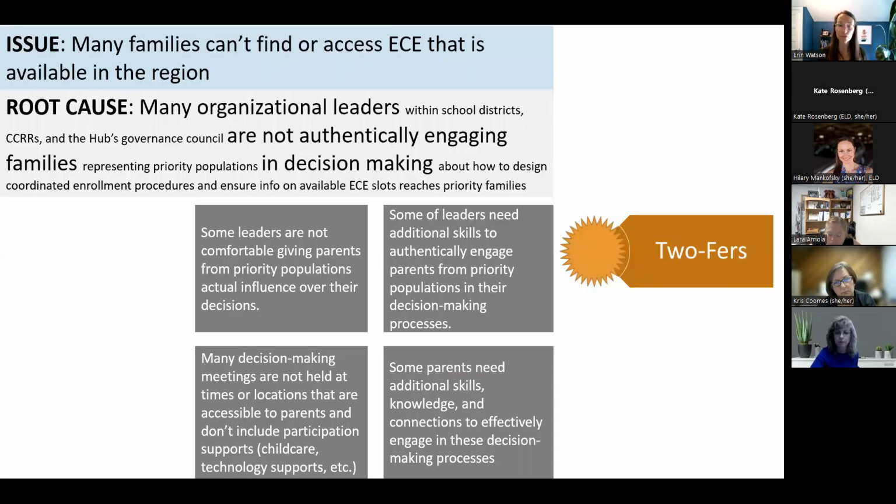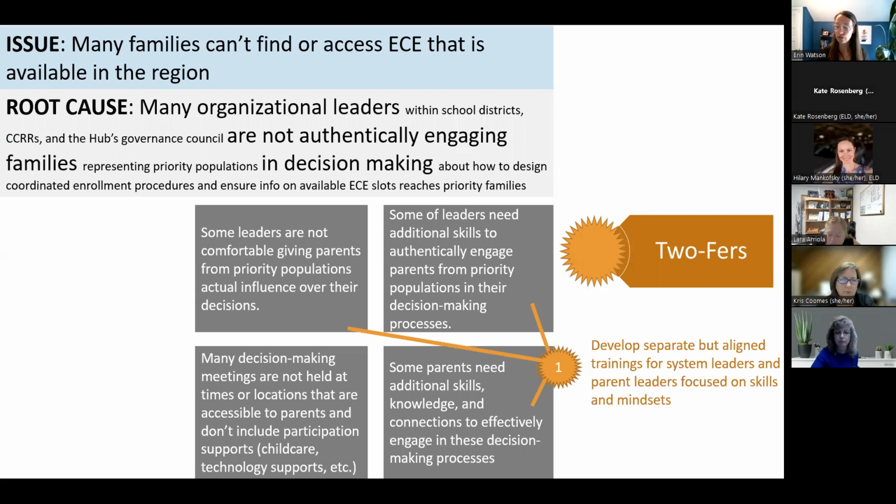So here's an example of a twofer. Here's our issue, root cause, and underlying root causes. A twofer could be to develop separate but aligned trainings for both system leaders and parent leaders that are focused on those skills and mindsets that they still need to develop.